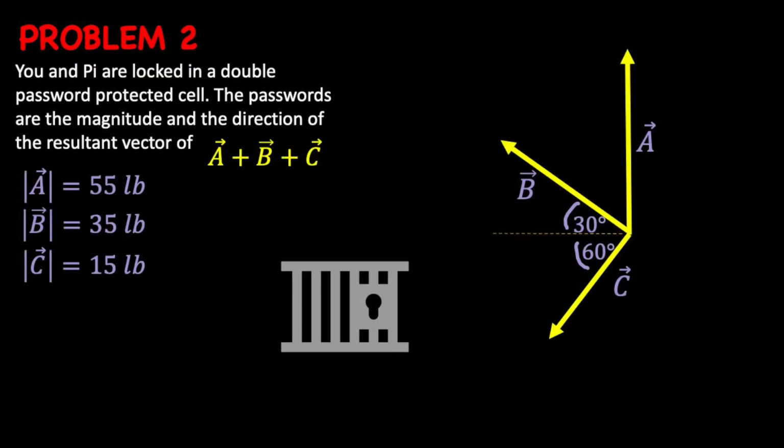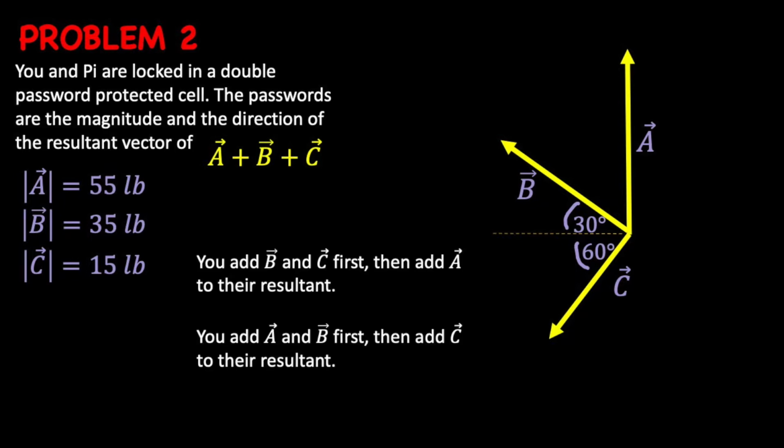You and Pi are locked in a double password protected cell. The passwords are the magnitude and direction of the resultant vector of A, B, and C. You and Pi argue over whether to add B and C first, then add A, or if you should add A and B, then add C. You decide to do it the first way, while Pi does it the second way.